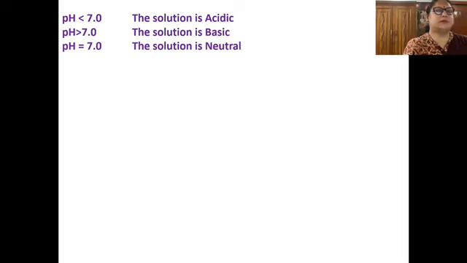If the pH value is less than 7, then the solution is acidic. If the pH value is more than 7, then the solution is basic. And if it is equal to 7, then the solution is considered a neutral solution.